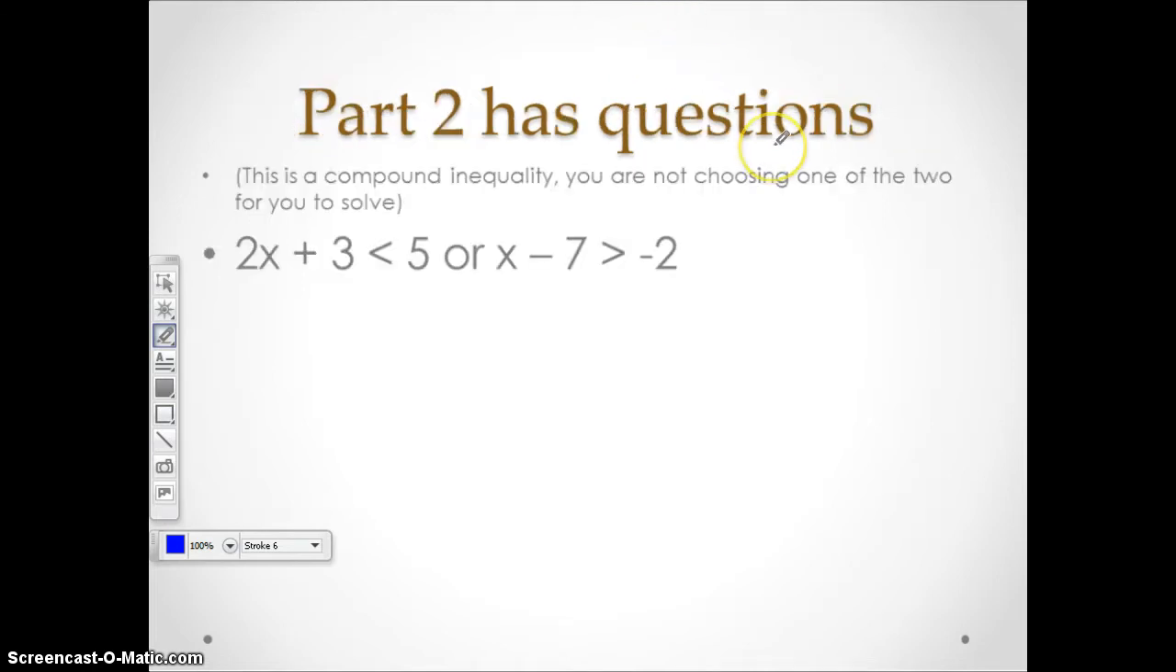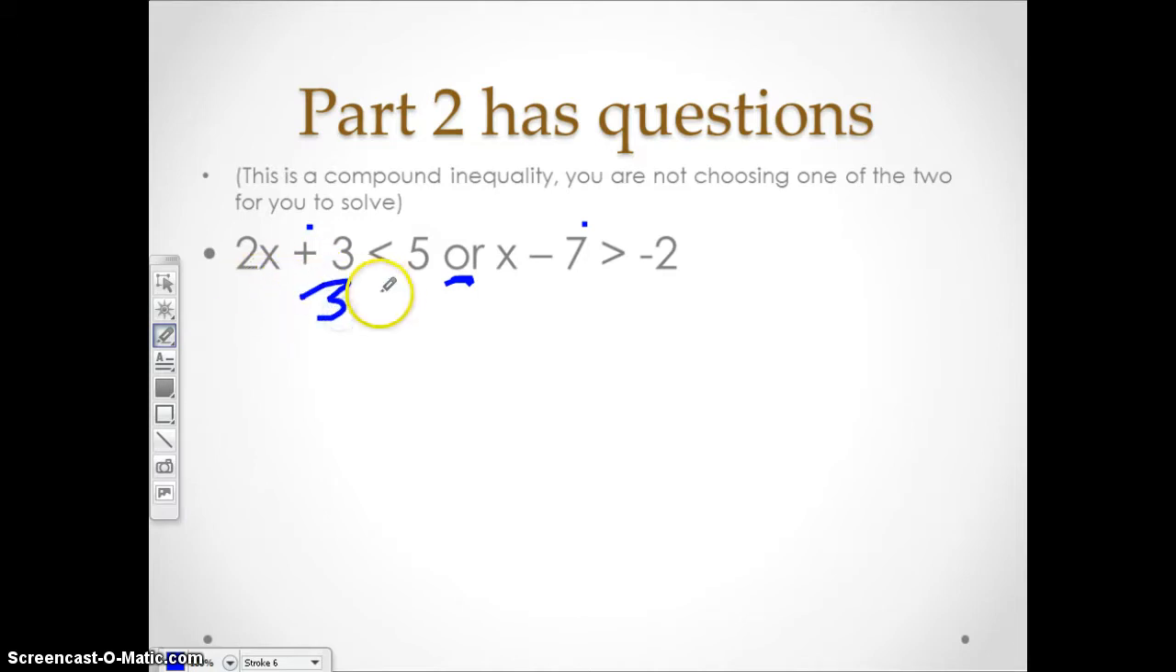So, the Part 2 test has a couple of different questions. One of them, you have a compound inequality. Remember, you are not choosing between one of these two. You would be surprised how many students see this "or" here and they think, oh, I need to solve this one, or I can choose to solve this one. Not true. You need to solve both of them. It's a compound inequality. All right, so let's solve them both.